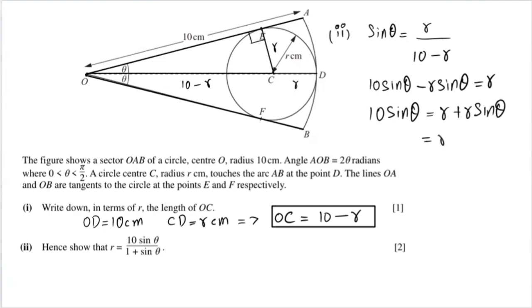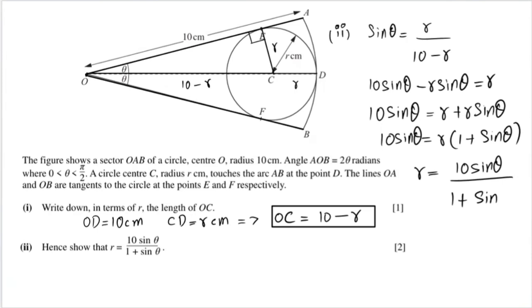And here I can factor out the r. This will look like 1 plus sine theta, and this is 10 sine theta. This way, r will now be 10 sine theta divided by 1 plus sine theta. And there we go. It's shown.